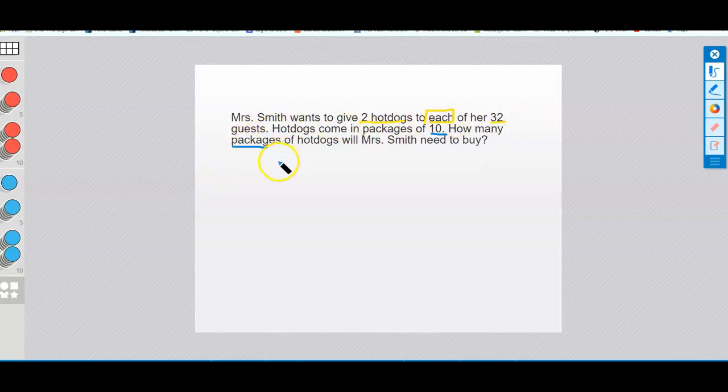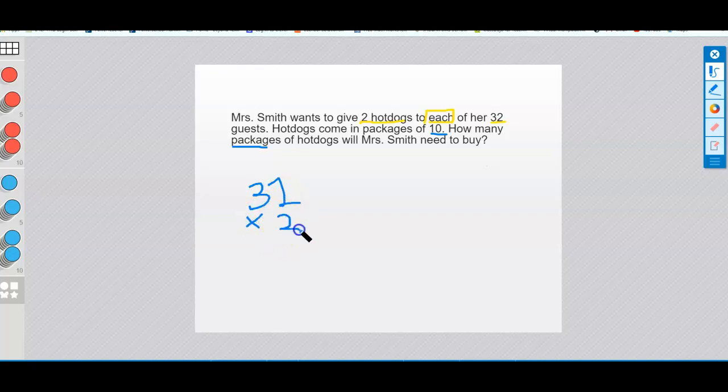We know that this party is probably not happening during COVID times, because I don't think you can socially distance 32 people at a barbecue. We know that these hot dogs come in packages of 10. But we really just need to know how many packages of hot dogs she will need to buy when she goes to the store. So first step is to find out how many hot dogs she is going to need.